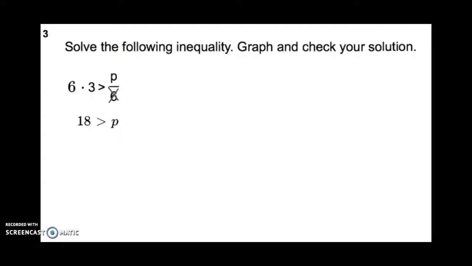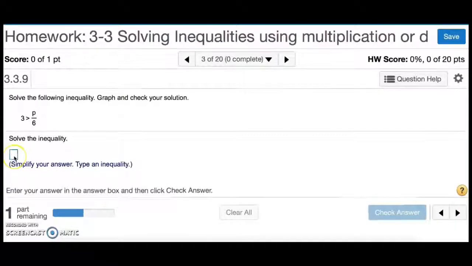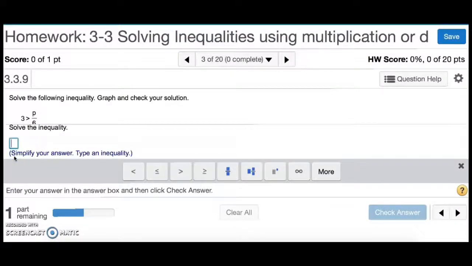Now, to be able to graph it properly, it has to be on the left. So put the p on the left and the 18 on the right, and then switch the direction of the inequality. So p is less than 18. So let's graph that. Okay, so typing in p is less than 18.